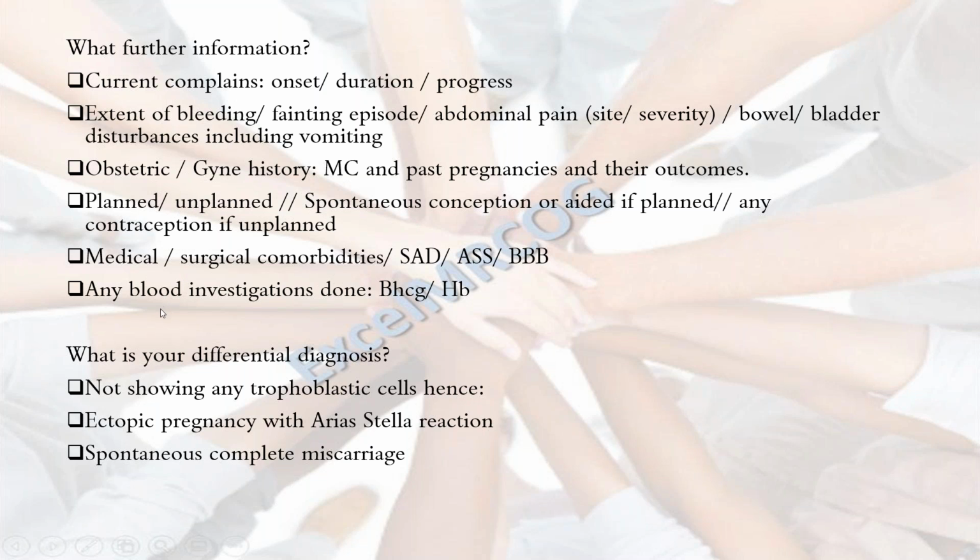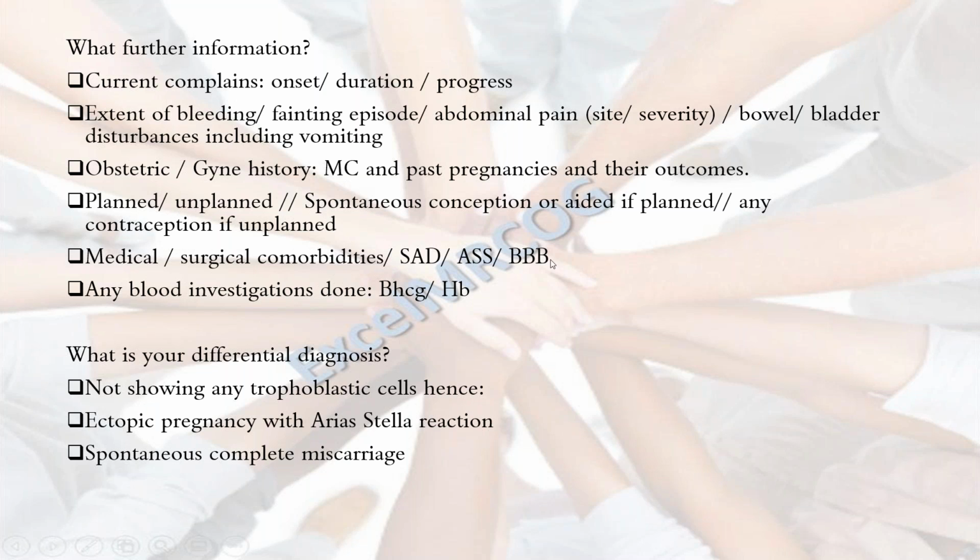Okay, then blood investigations, beta HCG, you said. Beta HCG is important here because you are suspecting the possibility of an ectopic pregnancy, and hemoglobin. You need not say all the TC, DC, which is not really required at this point of time.